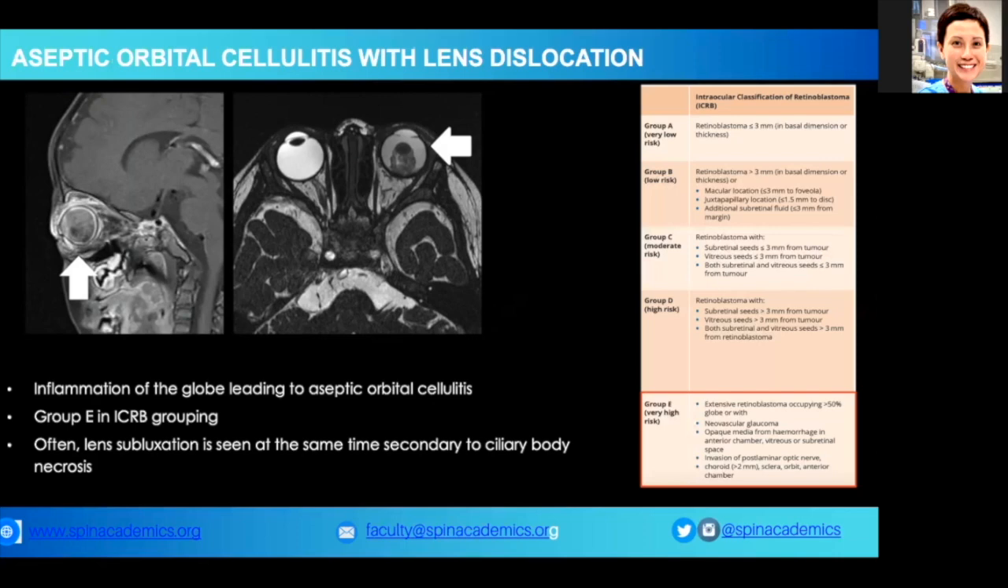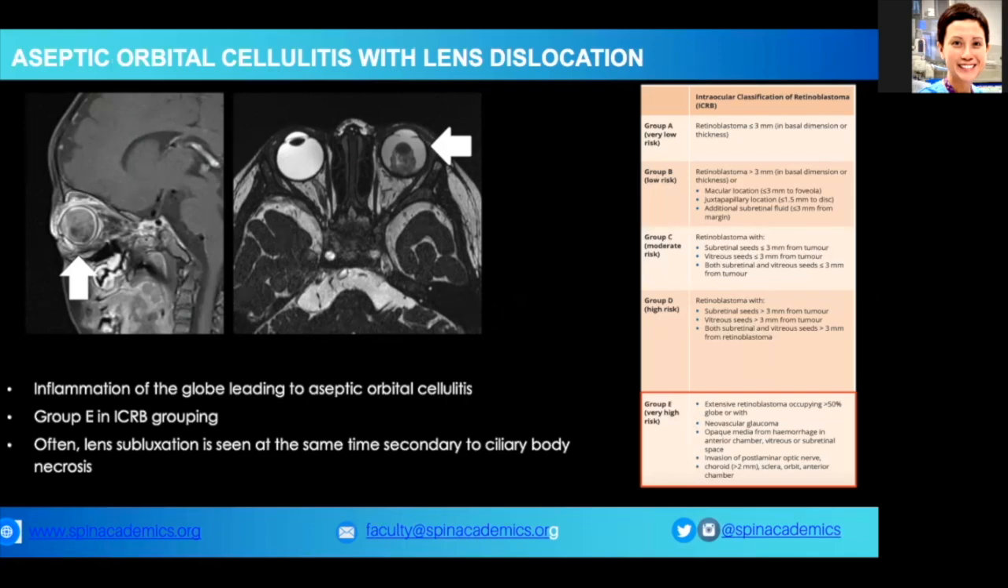Retinoblastoma can promote inflammation of the globe, leading to aseptic orbital cellulitis. It corresponds to group E in ICRB grouping. Often, lens subluxation is seen at the same time secondary to ciliary body necrosis.